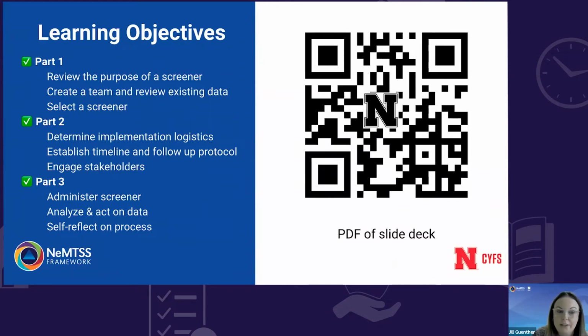Our part 2 really focuses on determining those implementation logistics, as well as establishing that timeline and follow-up protocol, and then engaging stakeholders. And then part 3 has a focus on administering the screener, analyzing and acting on the data, and then self-reflecting on the process. As you can see here on this slide, for your convenience, we do have a QR code for our PDF of the slide deck so that you can follow along as we go.